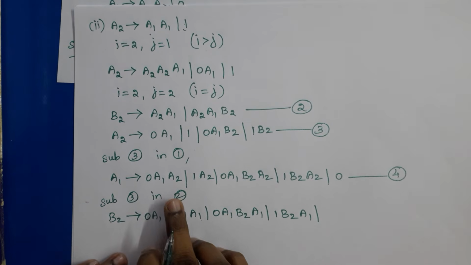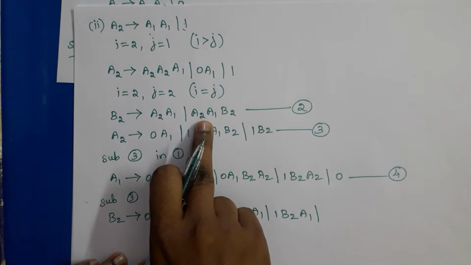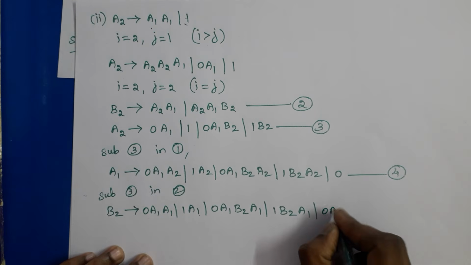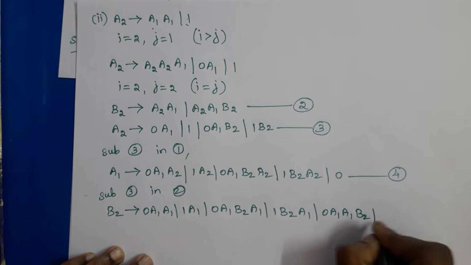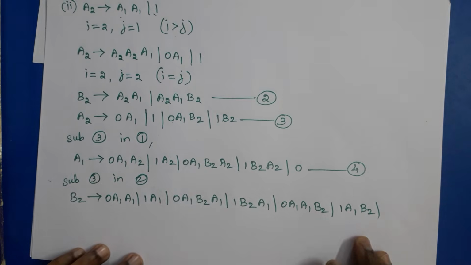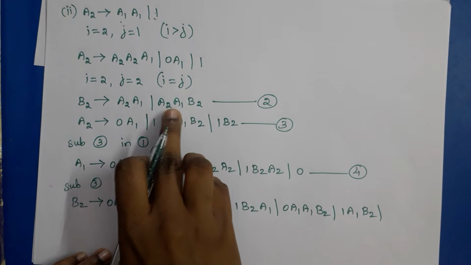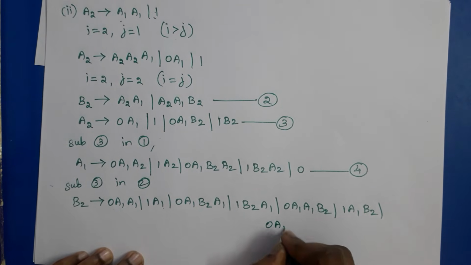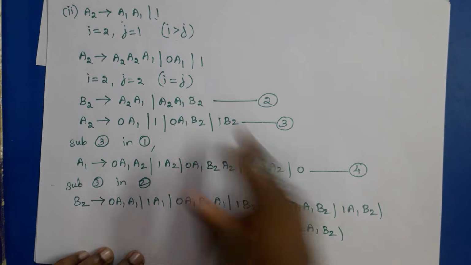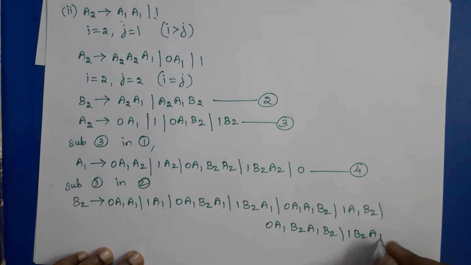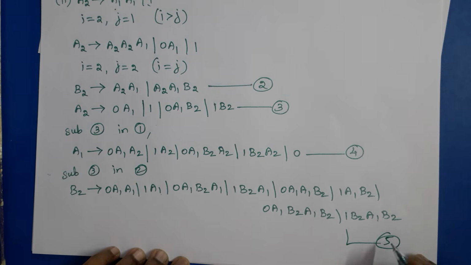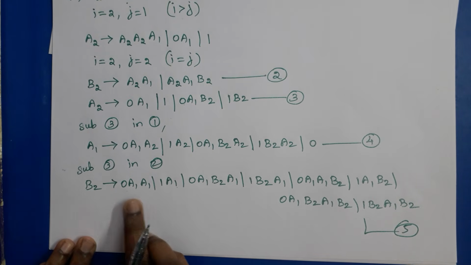Then I need to substitute all these equations here. So 0, A1, A1, B2, 0, A1, A1, B2, 1, A1, B2, then 0, A1, B2, A1, B2, then 1, B2, A1, B2. So this is the equation number 5. So finally this B2 is also in the GNF format.